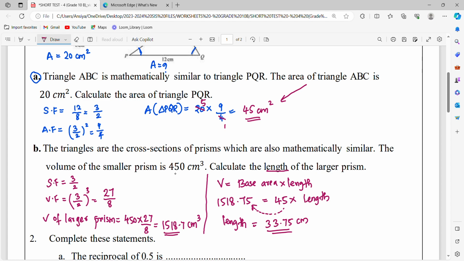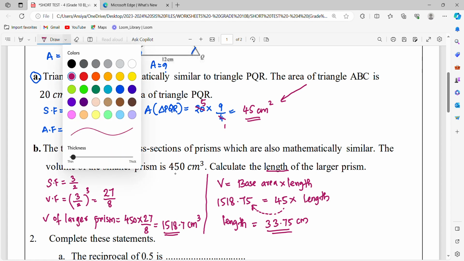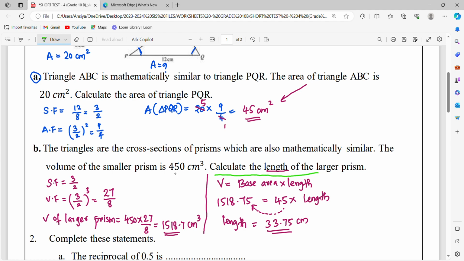So from question A, if the area of one shape is given, you can find the area of the other shape. Now, for similar shapes, if the volume of one shape is given, you can find the volume of the other shape. Here is one more extra question: use the volume to find the length. For that, we should know the basic volume formula for every prism, which is base area times height. So volume is given and base area is given, and length was the question mark. Hope it is clear.